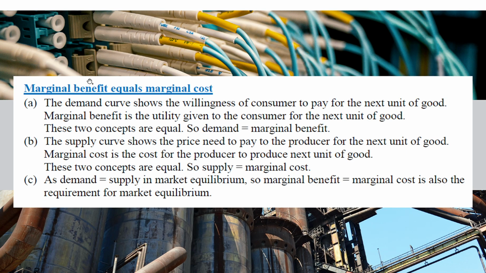And then we can also look at the demand and supply curves as the marginal benefit and marginal cost. The demand curve shows the willingness of the consumer to pay for the next good, right? So it is the marginal benefit, the utility of the consumer. And the supply curve is the price the producer is willing to produce at, so it is the marginal cost. So you can say demand equals supply at market equilibrium. You can also say the marginal benefit of the consumer equals the marginal cost of the producer at that point. And the surplus is above it.